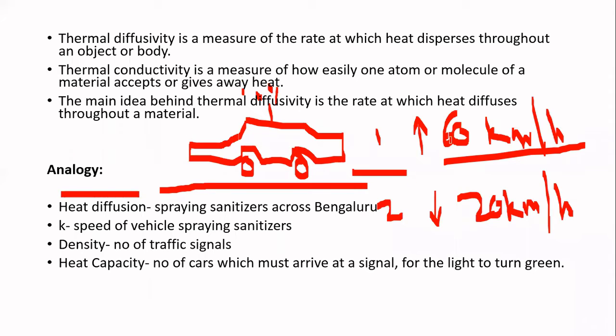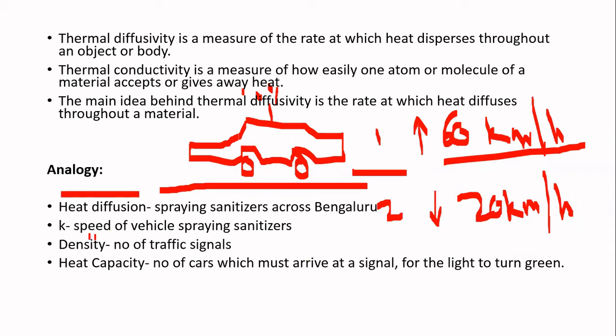First case. Sir, in the first case, sanitizer spreading is not even. Okay, we are assuming that if the car reaches a particular point, the sanitizer is spread over there. This is our assumption. Clear now? Yes, sir. Okay, so in the first case, when the speed of the car is high, the sanitizer will be spread at a faster rate.